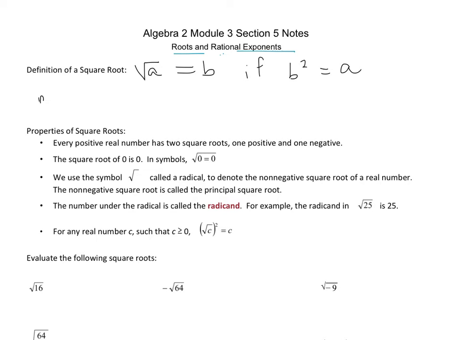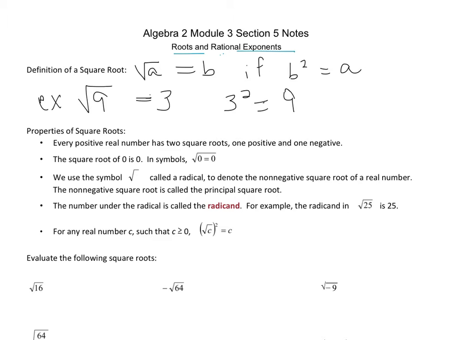So, for example, one you probably know, the square root of 9. The square root of 9 is 3, and the reason it's 3 is because 3 squared is 9, or 3 times 3 is 9. There are lots of properties of square roots and radicals that we'll talk about.